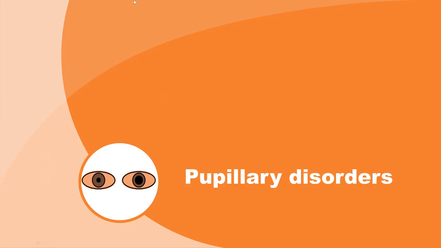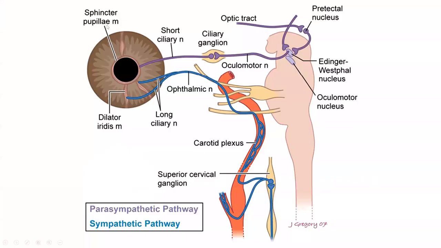So we know from basic anatomy and physiology that the pupil is controlled by two muscles, the sphincter pupillary muscle and the dilator pupillary muscle. The sphincter pupillary muscle is parasympathetically innervated, while the dilator pupillary muscle is sympathetically innervated. So what is the pathway of the parasympathetic system? Actually, it is supplied by the third nerve, or the oculomotor nerve.